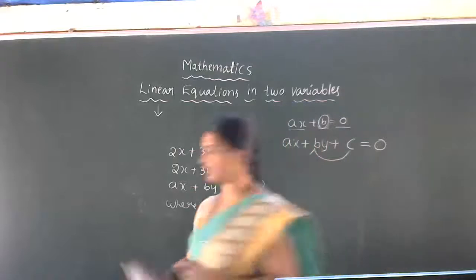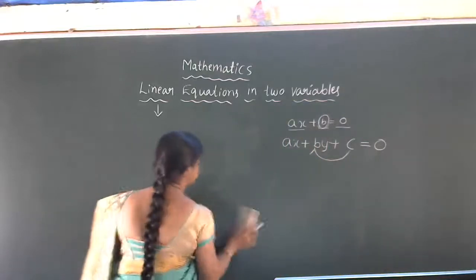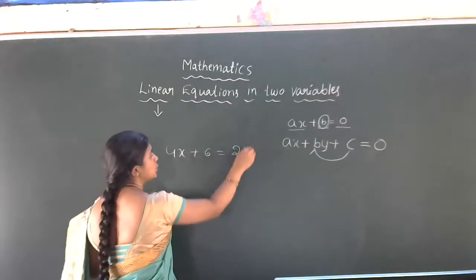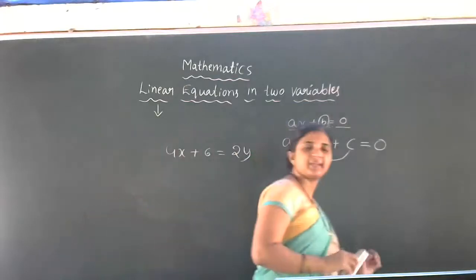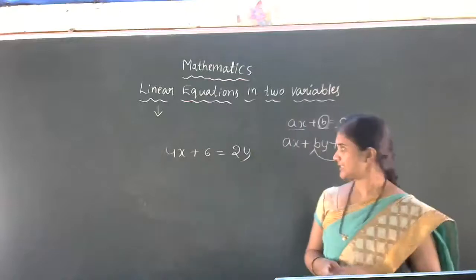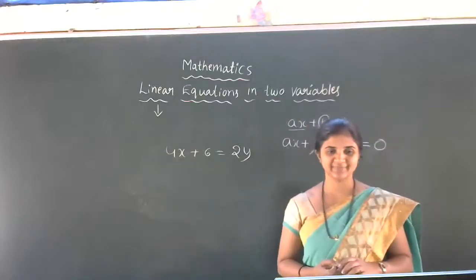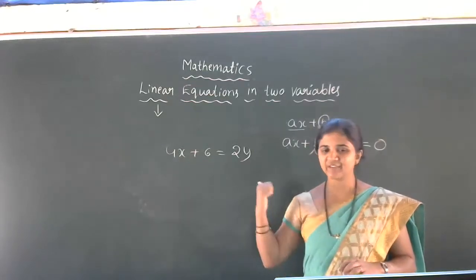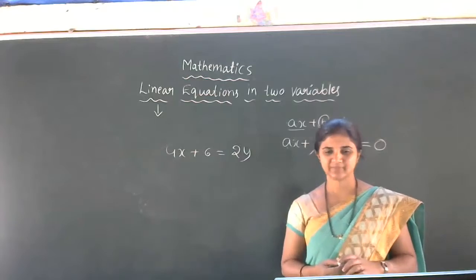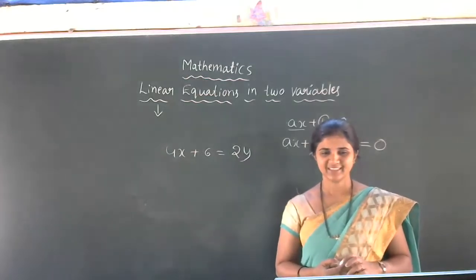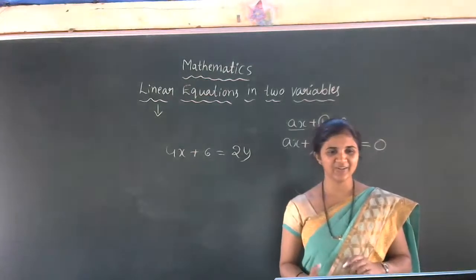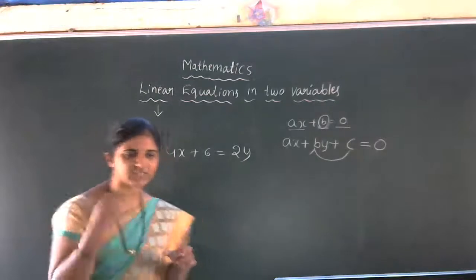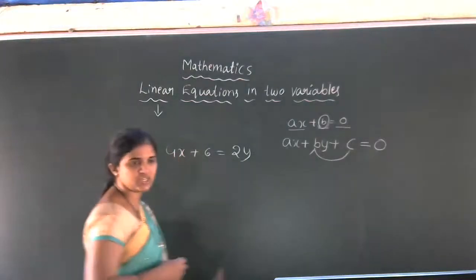Okay, now one more question. 4x plus 6 is equal to 2y. Now tell me, is it a linear equation in two variables? Is it a linear equation in two variables? Yes or no? Medini and Vaishnavi gave the answer. Yes, Anushri, yes. It is a linear equation in two variables.